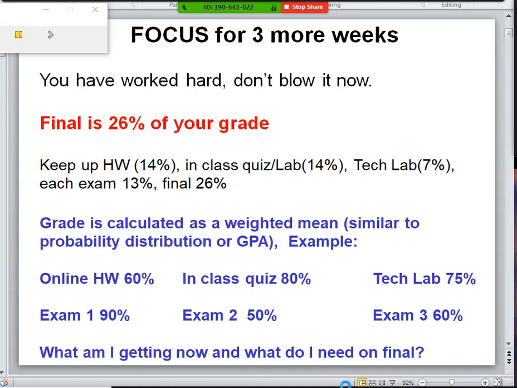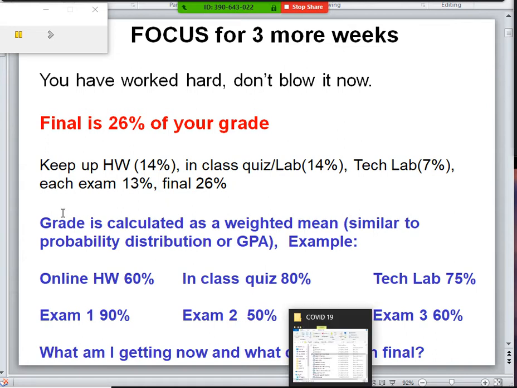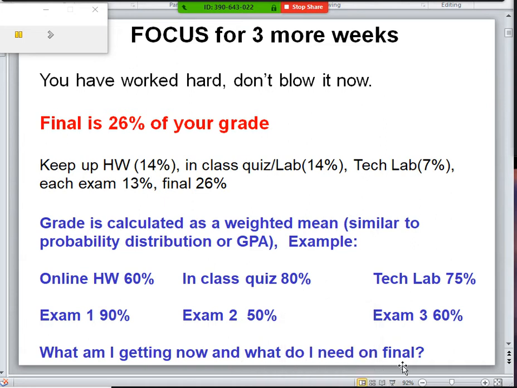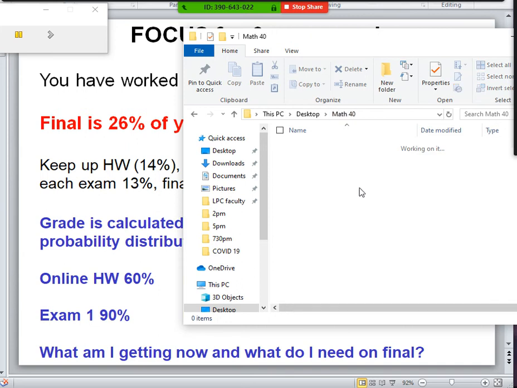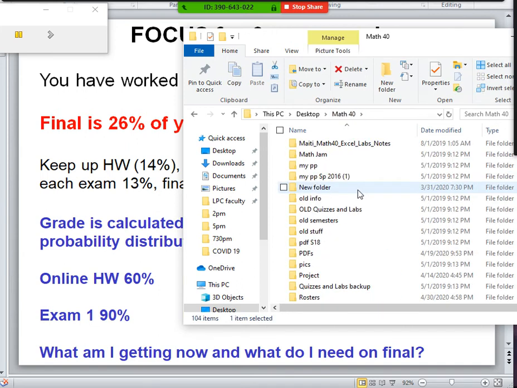So this grade is calculated just as a weighted mean would be, similar to the probability distribution or the GPA. So for example, say you had a score of 60 on your online homework, 80% on your in-class quizzes, 75% on your tech lab, 90% on exam 1, 50% on exam 2, and 60% on exam 3, and you want to know what you need to get on the final in order to pass the class, for example. So actually I already did this. Let me go ahead and pull it up from my other class. That'd be easier than redoing it all over again.